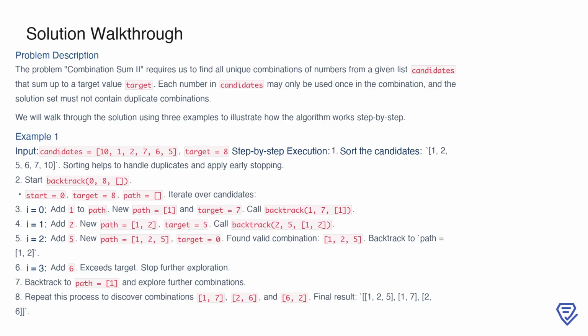For instance, at the very first step, we add 1 to the path, reducing the target to 7, and recurse further. Then, we try adding 2, which reduces the target to 5, and so on. When the target becomes 0, we found a valid combination, such as 1, 2, 5. If adding a number causes the target to go negative, we stop exploring that path. This process ensures that we systematically explore all valid combinations, such as 1, 7, and 2, 6, while avoiding duplicates. The final result for this example is [1, 2, 5], [1, 7], [2, 6].